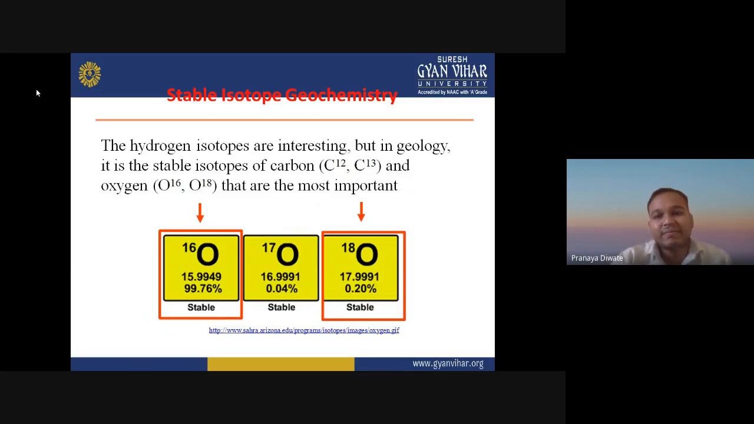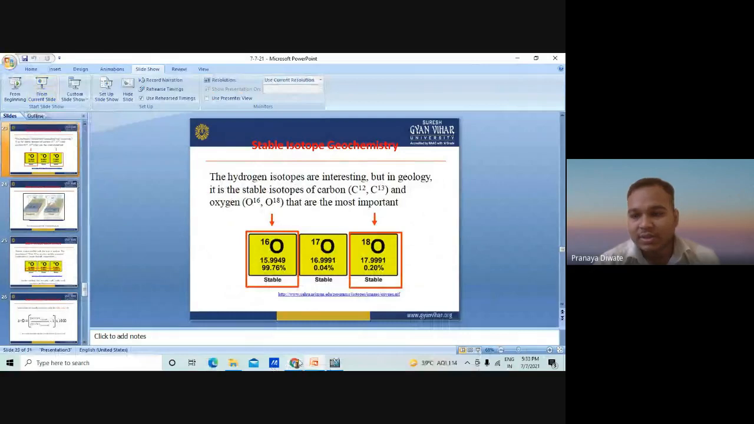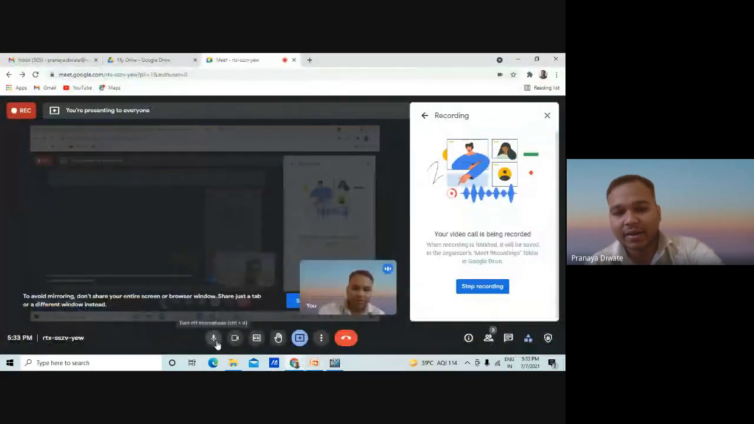Hydrogen isotopes are interesting, but in geology, the stable isotopes of carbon and oxygen are the most important. The hydrogen isotope is first in the periodic table and water is important, but in geological studies and earth sciences, whatever processes operate mostly involve carbon and oxygen. And this is how you can have the stable isotope ratio.